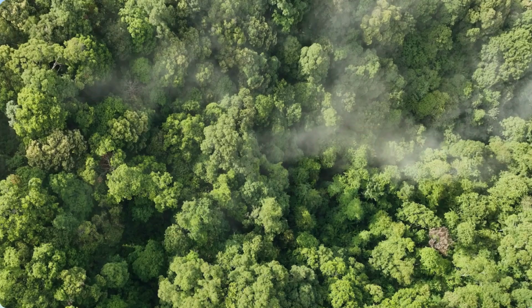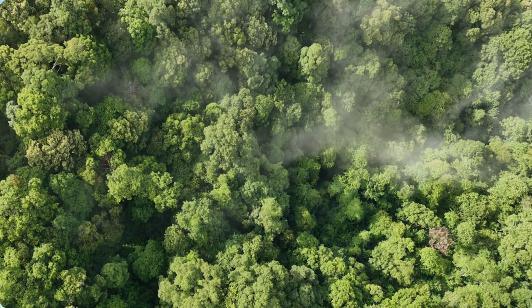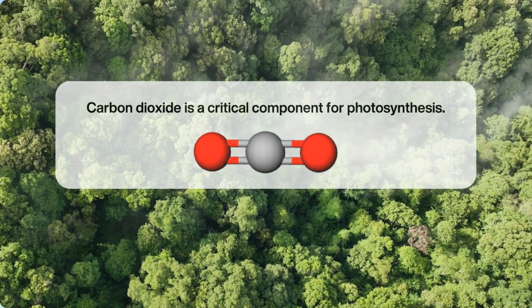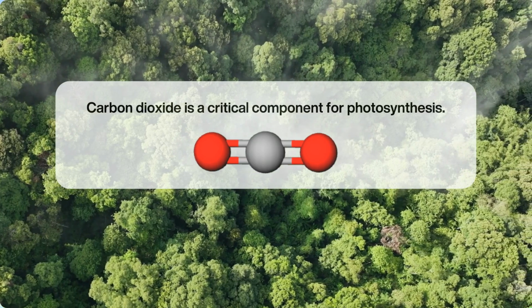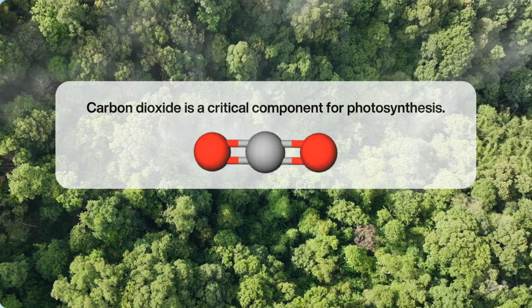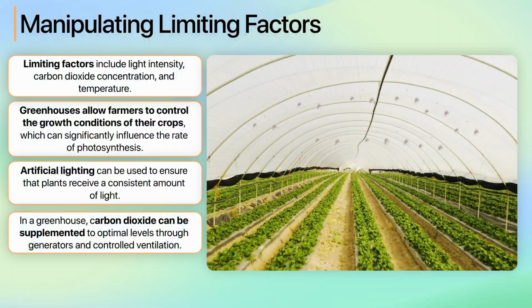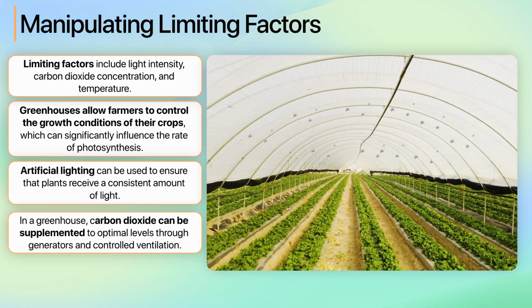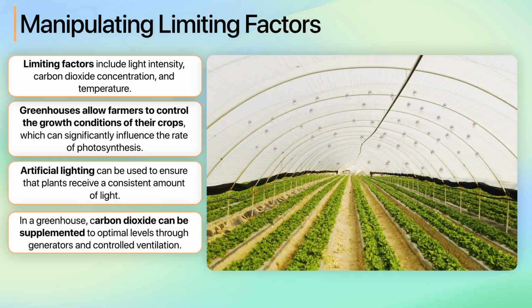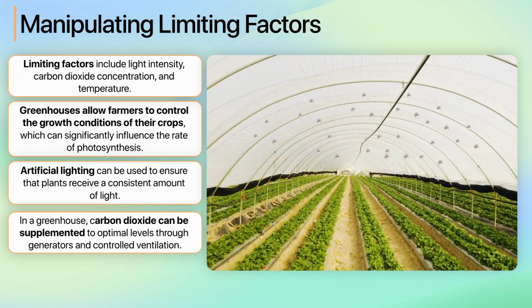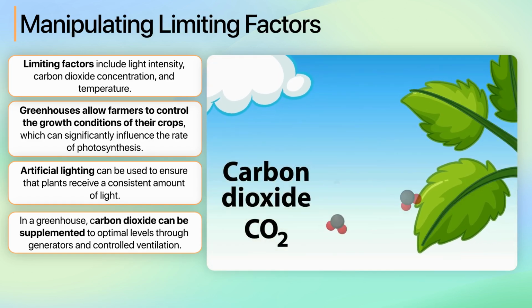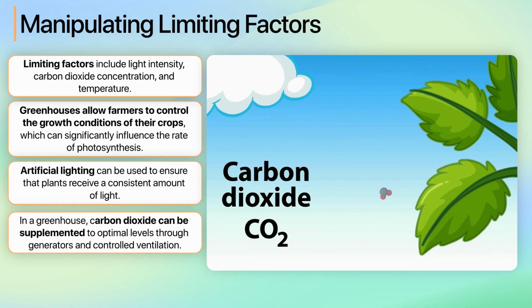Now, let's look at how farmers can regulate carbon dioxide concentration. Carbon dioxide is another critical component for photosynthesis. In the natural atmosphere, CO2 levels can fluctuate, potentially limiting photosynthesis. Inside a greenhouse, CO2 can be supplemented to optimal levels. This can be done by using CO2 generators or by allowing controlled ventilation where CO2 levels are monitored. Increasing CO2 concentration can significantly boost the rate of photosynthesis, leading to faster and more robust plant growth.